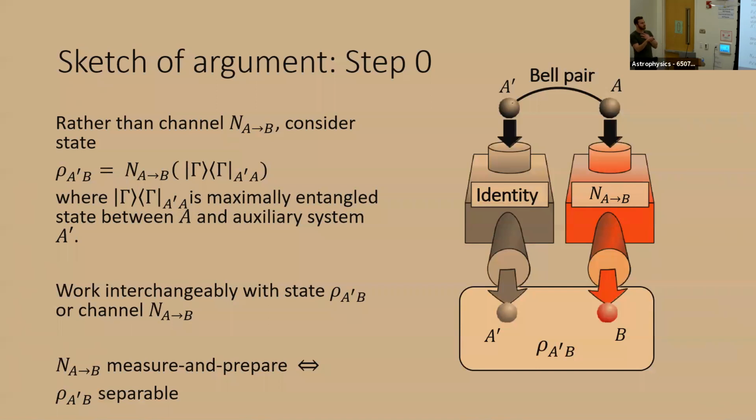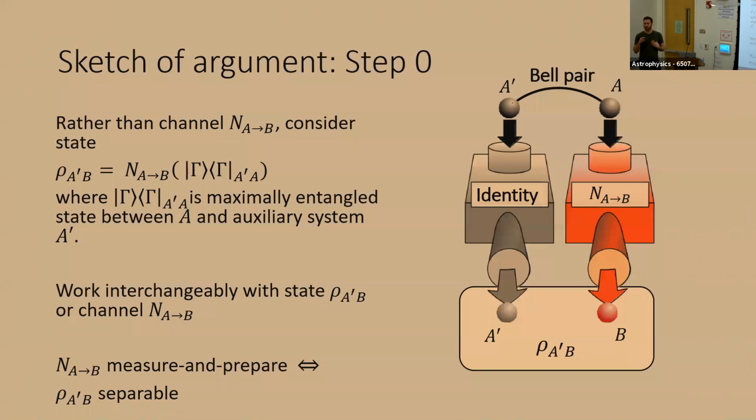And very specifically what I mean is that if you take this channel N from A to B, and then you take an auxiliary system A prime, and you insert a Bell pair, and then you act the identity on A prime, but on A, you do the channel. So basically you take a Bell pair and you throw half into your evolution, you throw half into your experiment. And now you look at the joint state between the auxiliary system and the output B. This joint state, in some sense, captures everything you could ever want to know about this channel, about this evolution. So instead of studying the channel, we can just study this state.